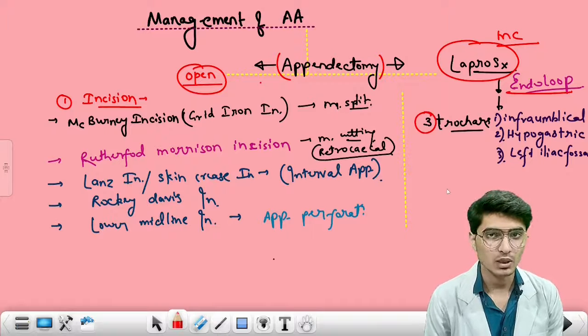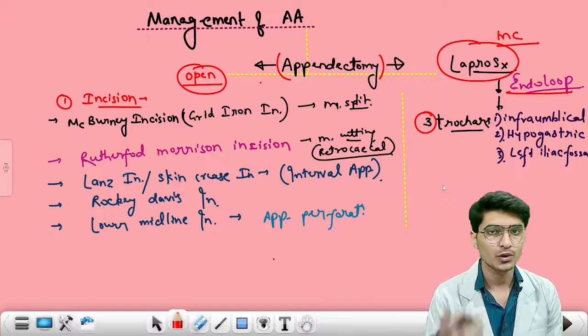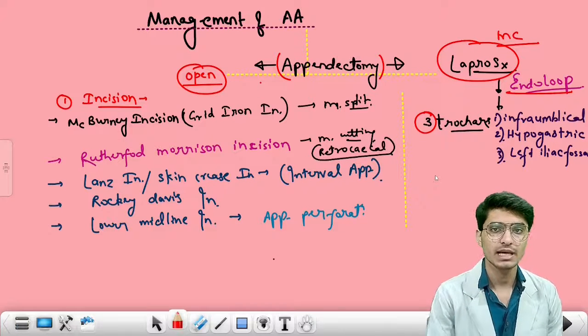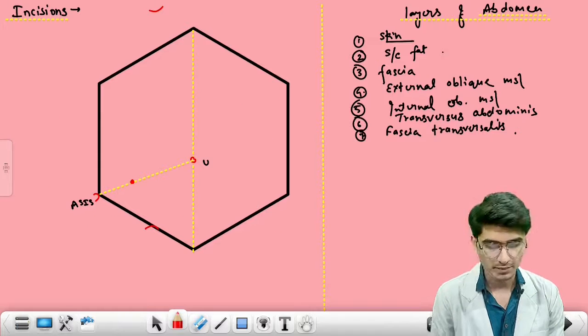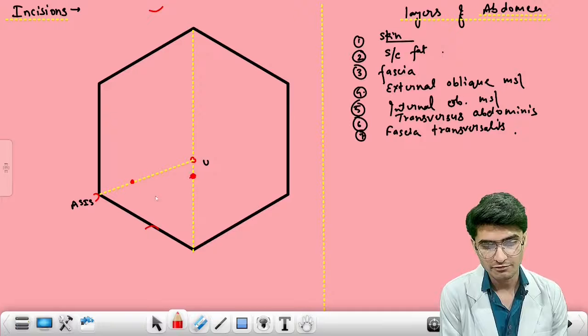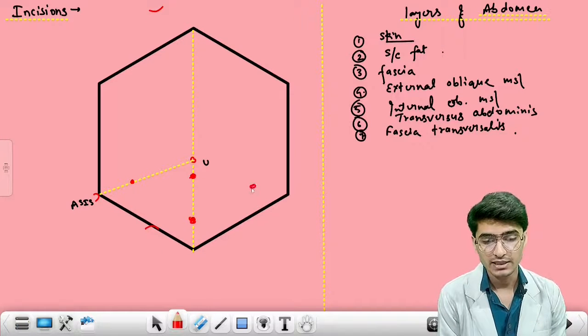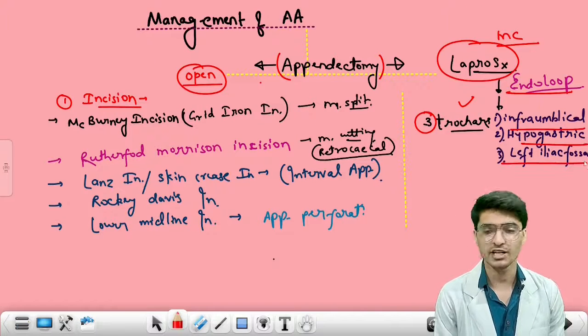So guys, what are the trocars? Trocars are medical instruments which work as a portal. Portal for what? Portal for the approach of scissors, the graspers, and the camera as well, and that is the trocar here. And what are the locations of the trocar? It can be infra-umbilical, it can be hypogastric, and it can be at the left iliac fossa. So infra-umbilical, hypogastric, and left iliac fossa here.